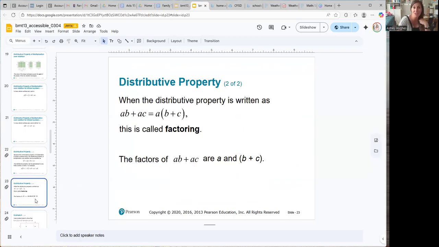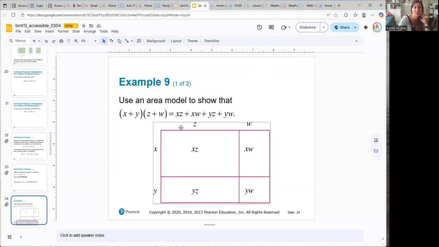This is talking about factoring. So if they have a common factor, this is kind of going backwards. It's the opposite of distributing. Now if they have something in common, you can pull it out front. That is called factoring.